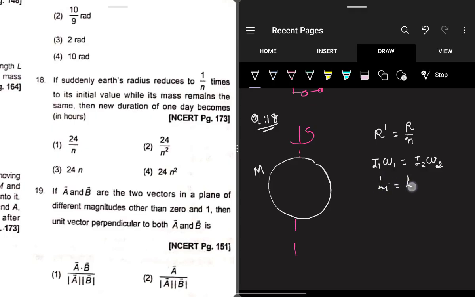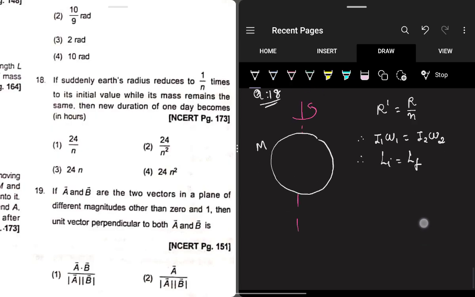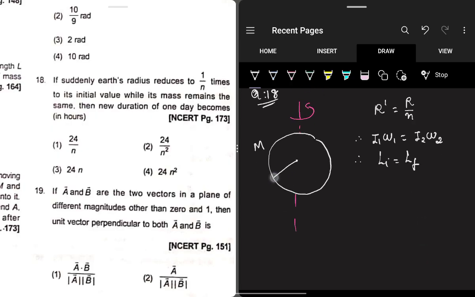Understood? So we are conserving the angular momentum by applying Li is equal to Lf. That means I1 omega 1 is equal to I2 omega 2. Initially, let's say the moment of inertia was I1 and angular velocity was omega 1. The final is I2 and angular velocity is omega 2.